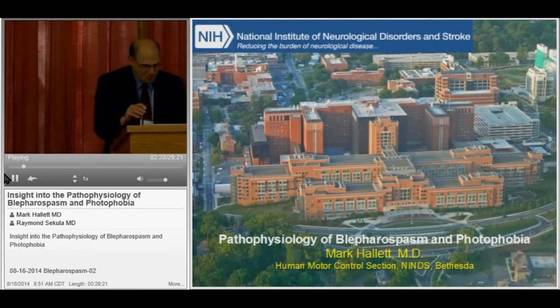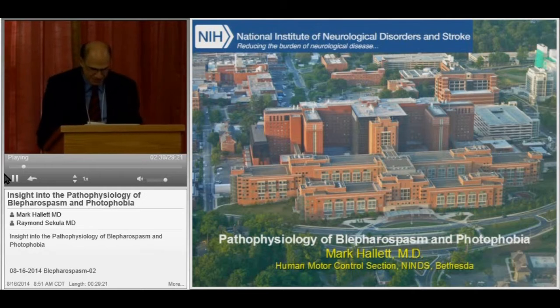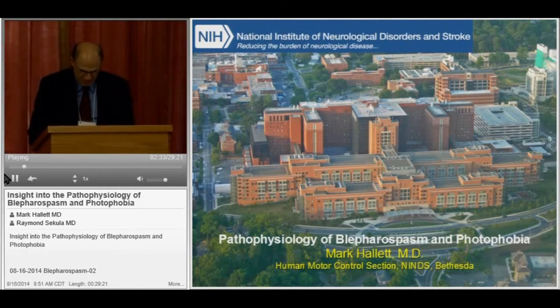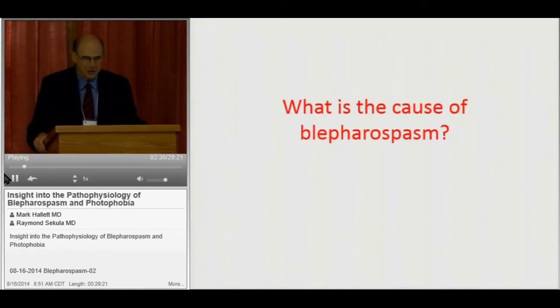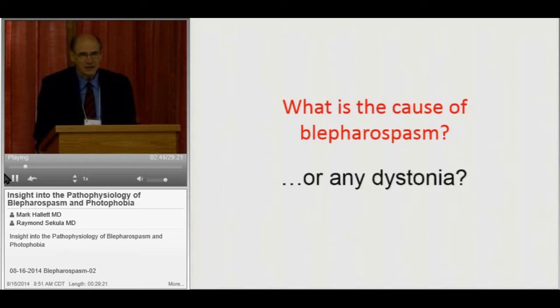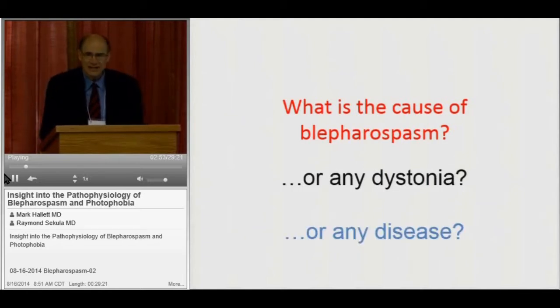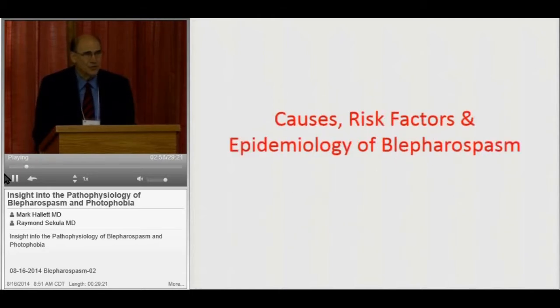Okay, good. Right, so now I'm going to tell you about the pathophysiology of blepharospasm and also of photophobia. And the charge is to talk about the cause of blepharospasm, which is a difficult matter, but of course it is just a form of dystonia, as you heard from Dr. Jankovic. And in relation to the cause of diseases in general, that's getting to be actually a complicated problem. And in order to talk about it, we will deal with risk factors in epidemiology and sort of general causes as the first topic.